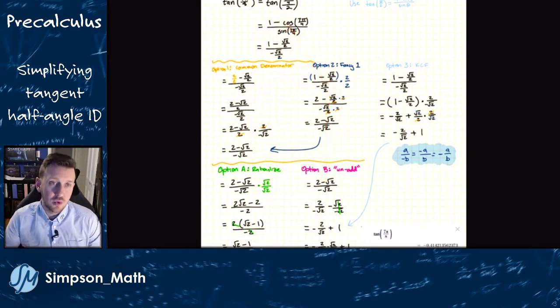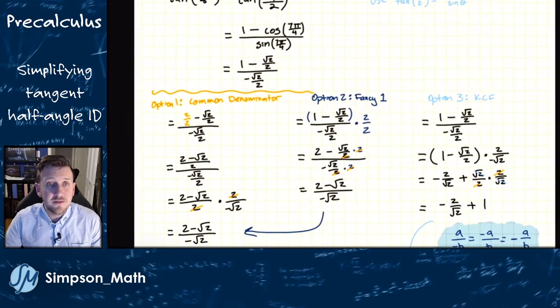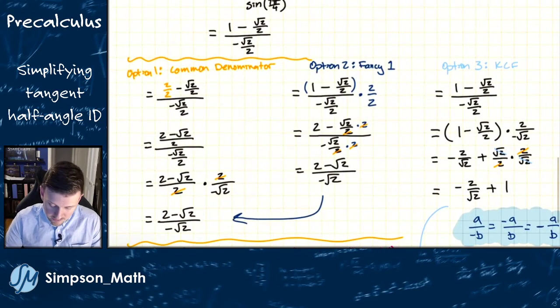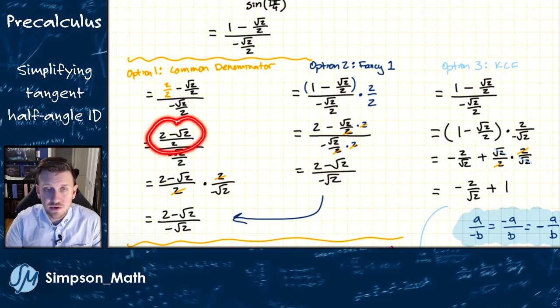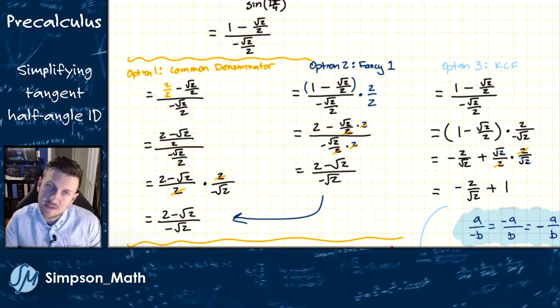I'm just giving you tools, arrows in your quiver. So let's work through these first options. The first two should be pretty familiar. It's a common denominator, fancy 1 stuff. So I need to add and get a common denominator. So 2 over 2. We change the 1 into 2 over 2. Then we add them together, and I get 2 minus square root of 2 over 2. And then you can either reduce directly, or you can do keep, change, flip, and then reduce, or do the fancy 1 stuff.